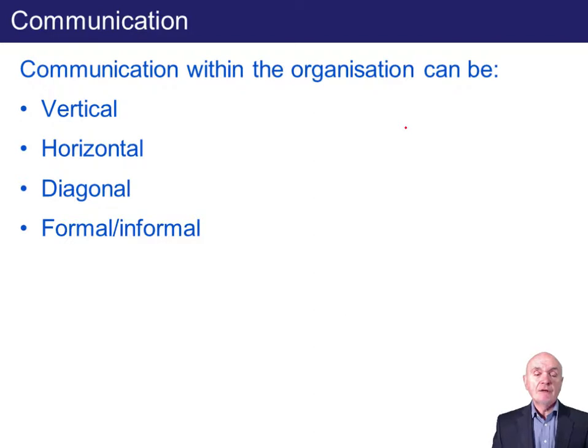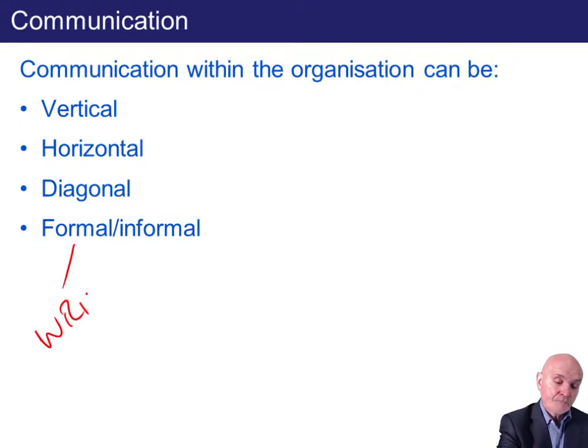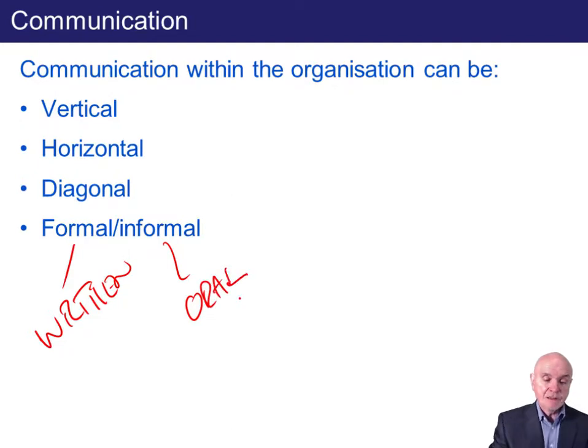Communication can be vertical, so from subordinate up to boss. It can be horizontal between two colleagues of the same level. It can be diagonal from a subordinate to really a manager in another department, and these are all forms which are met with in organisations. And then it can either be formal or informal types of communication. Typically, formal communication is likely to be written. Informal communication is more likely to be oral, spoken communication.